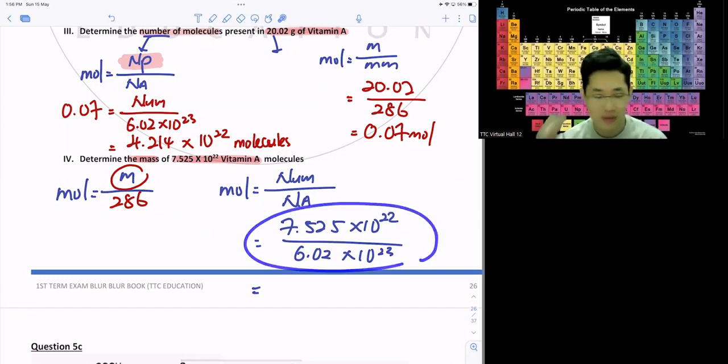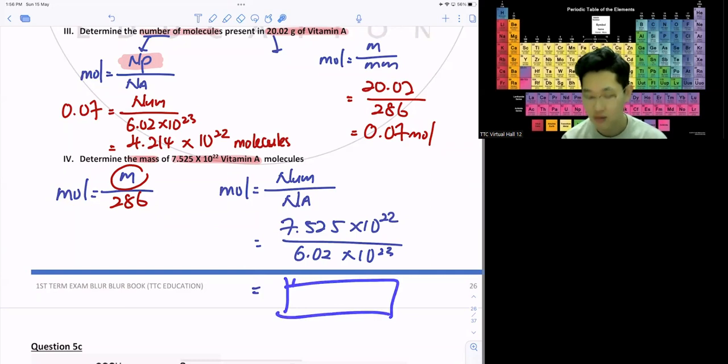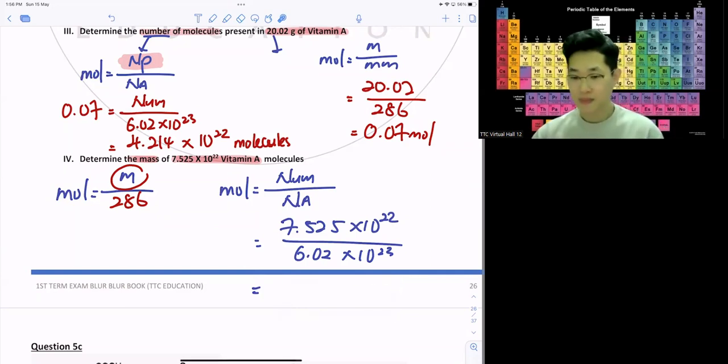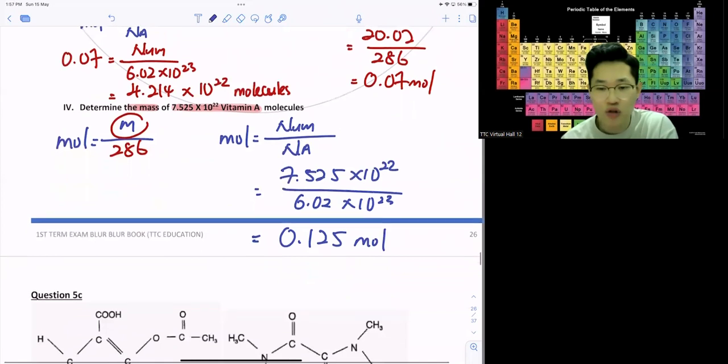Can you all please help me to press the calculator and let me know the answer? What's the answer here? Thanks, Malcolm. Mushan, thank you. Very good. Monisha, very good. 1.25 times 10.